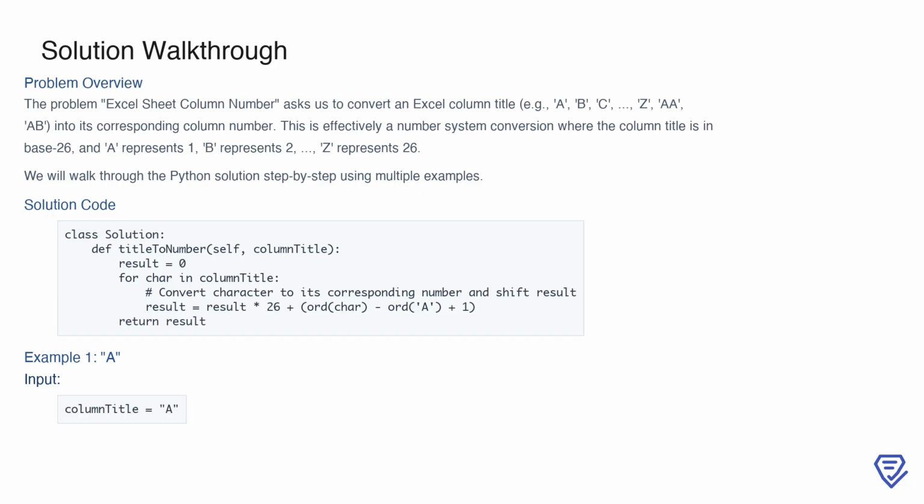For multi-letter titles like AA or AB, the title is interpreted as a sequence of digits in base 26, similar to how we interpret decimal numbers. The Python solution provided uses a straightforward approach to solve this. It iterates through each character of the given title, converts it into its numerical value, and accumulates the result by multiplying the current value by 26 and adding the character's contribution. We'll now step through this logic using some examples to understand how the solution works in practice.